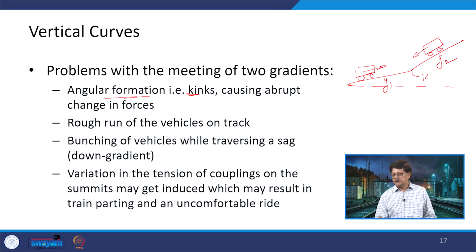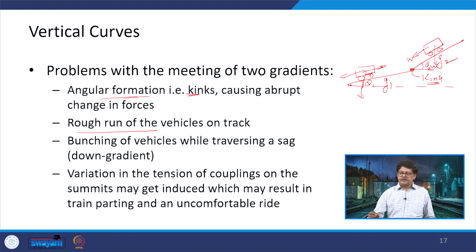So, there is a kink here which has been created because of the combination of two gradients. One gradient is coming this way and another gradient is going in this form. Because of this kink, there will be a change in the force. If I simply talk about weight itself, the component of this weight will be on this side with respect to angle theta 2, whereas here, with respect to angle theta 1, the component is acting in the other direction. So, at this point, as soon as it traverses, you have to observe a big change, and because of that there is going to be a rough running of the vehicle on the track.